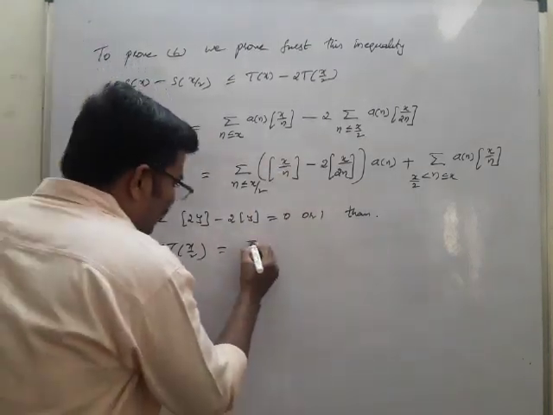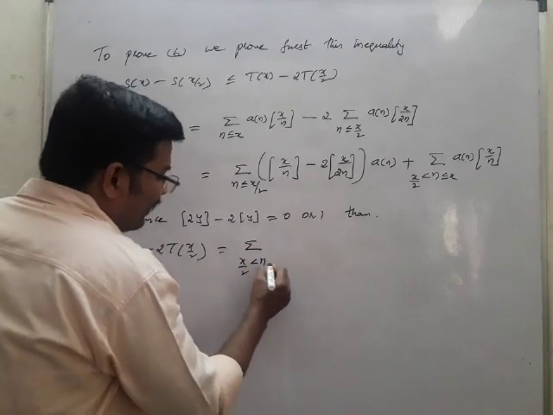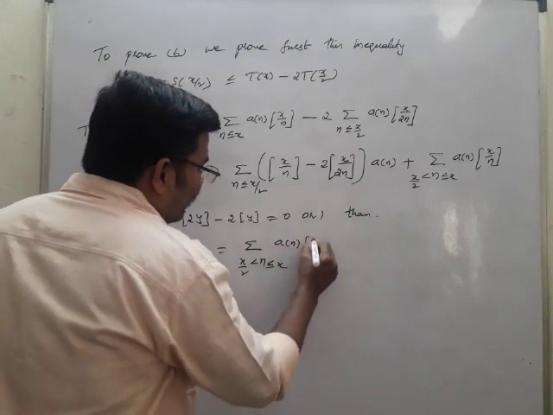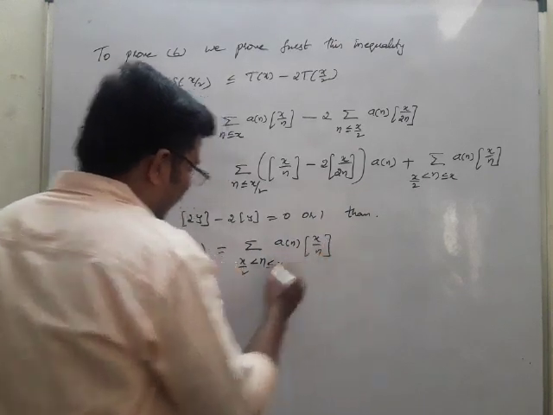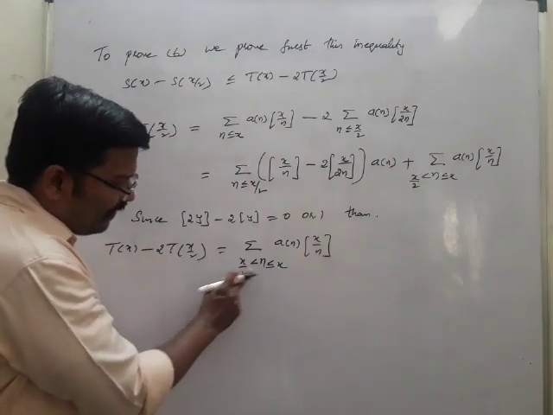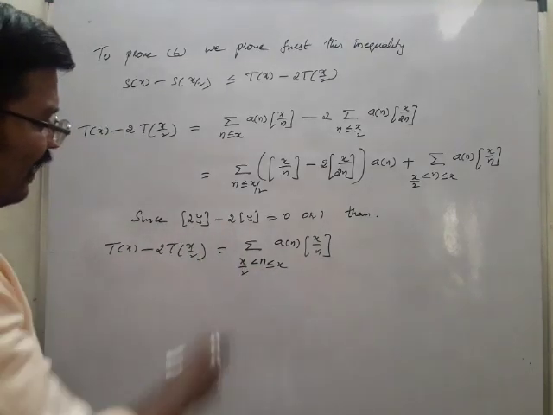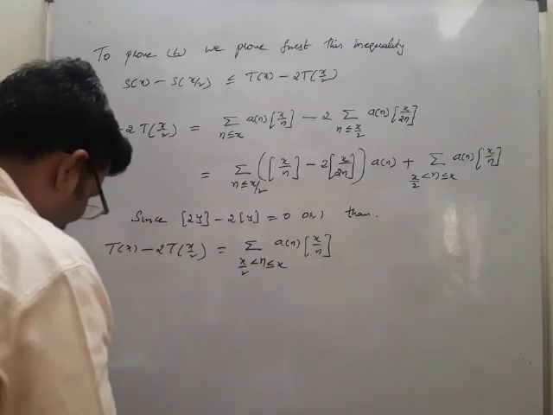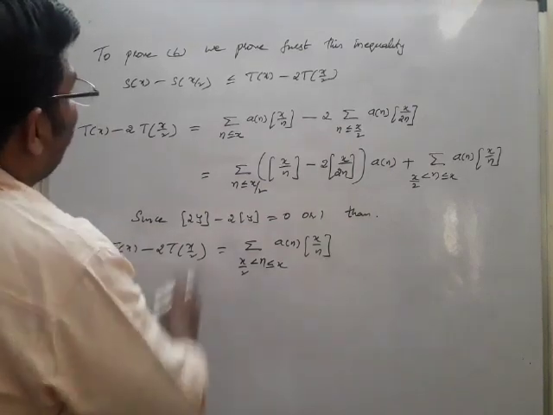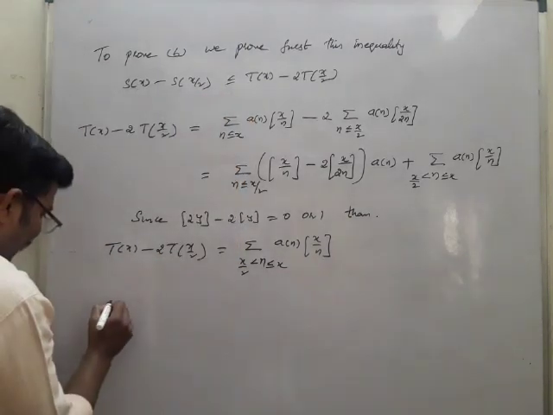So you will be getting the summation over n less than or equal to x of a(n) into [x/n]. Now you should understand, this is again in the form of the summation over x/2 less than n less than or equal to x of a(n) into [x/n]. So this is what you got.